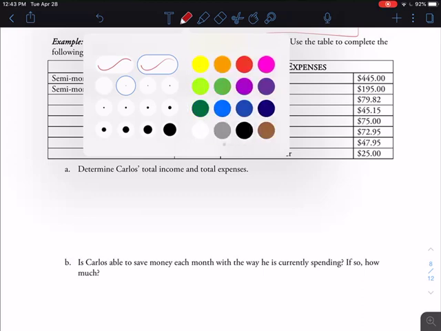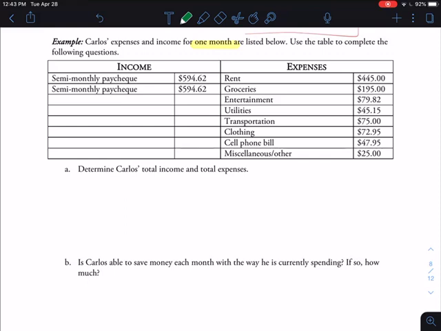I always have a hard time choosing the colors. Like, what are people going to like? What's the nicest color on here? I don't know. I like that green, so I choose it a lot.